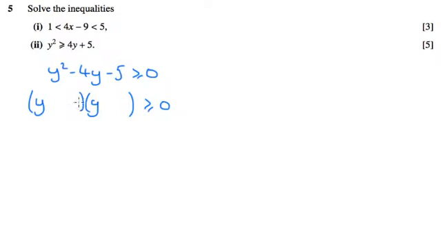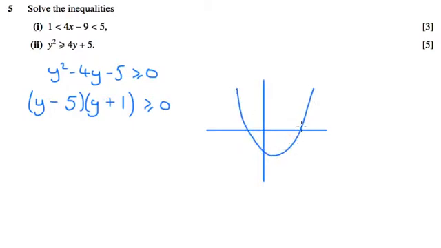We're looking for two numbers that times to make negative 5 and add to make negative 4. So that's going to be 5 and 1, and we're going to need a negative 5 and a positive 1. And that now tells me that the graph will intercept at 5 and negative 1. So here's my 5 and here's my negative 1.